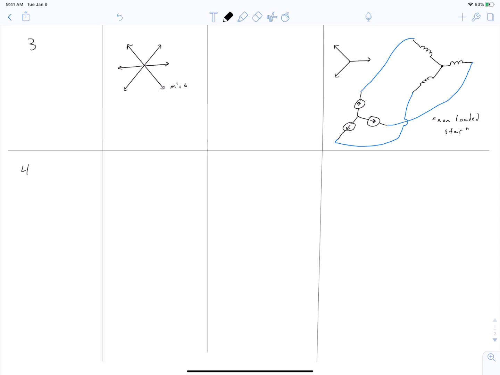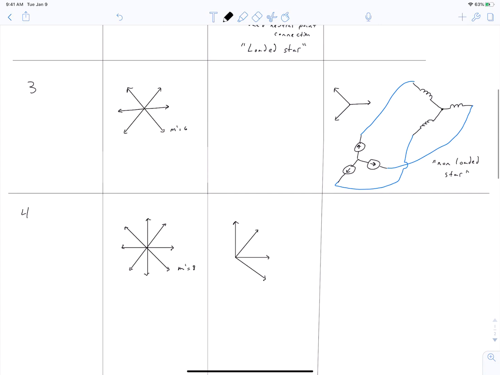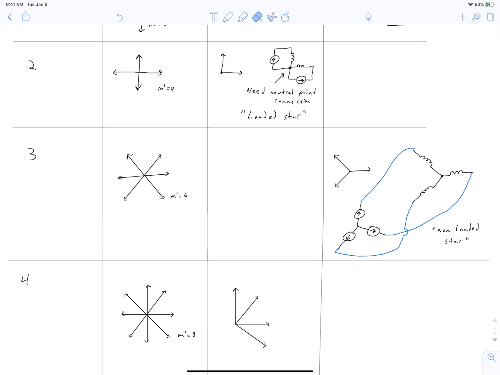So as we increase our number of phases, a couple interesting things happen. Let's first talk about a 4-phase winding. So this will have 8 phasors. And this is clearly a reduced system because m is an even number. And here you can see how that would be distributed, and you can imagine how you would connect to it in a similar fashion to what we have above. We again need a loaded star.